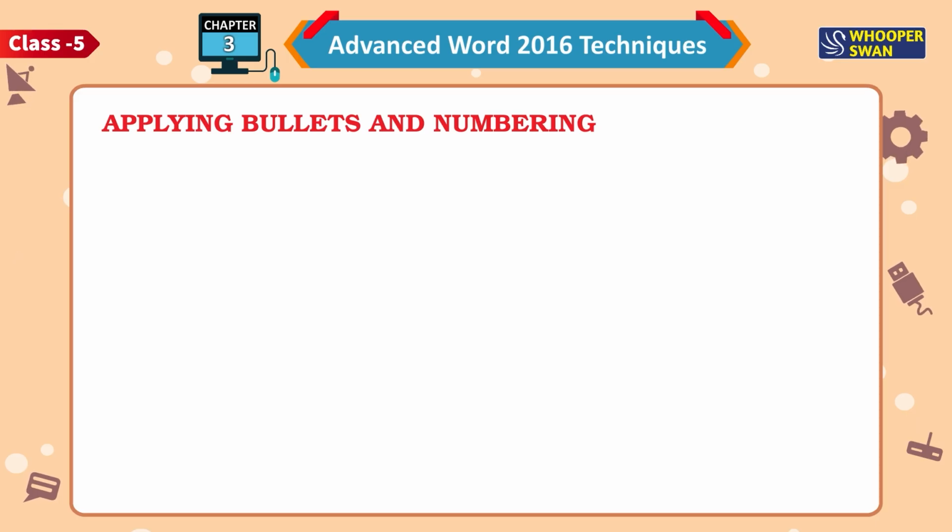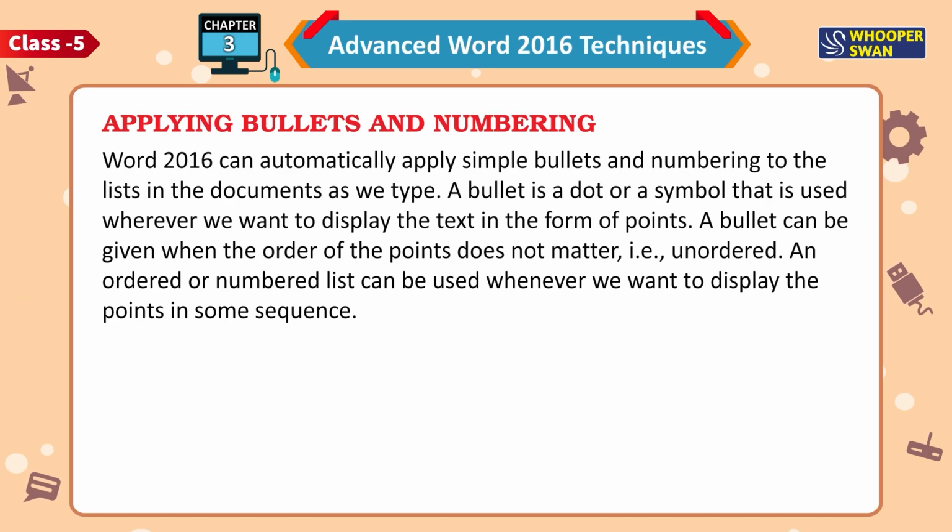Applying bullets and numbering. Word 2016 can automatically apply simple bullets and numbering to the lists in the documents as we type. A bullet is a dot or a symbol that is used wherever we want to display the text in the form of points. A bullet can be given when the order of the points does not matter, i.e., unordered. An ordered or numbered list can be used whenever we want to display the points in some sequence.